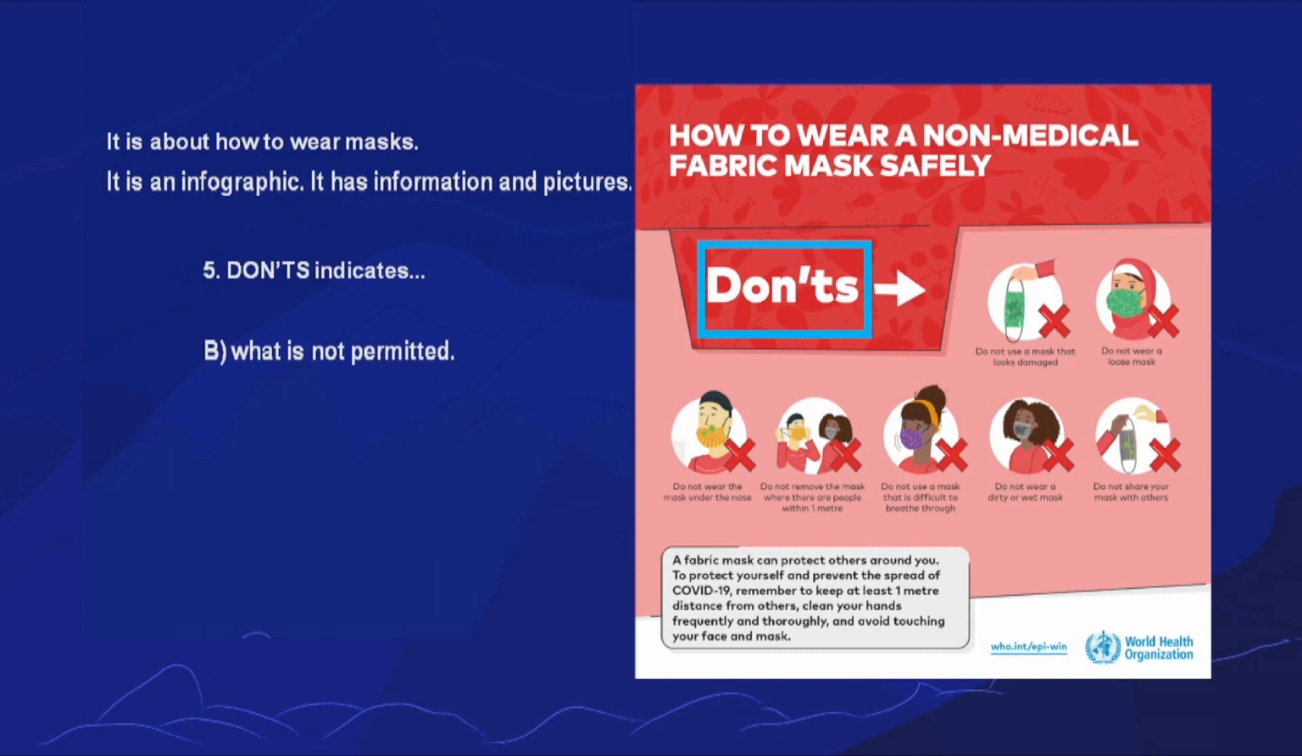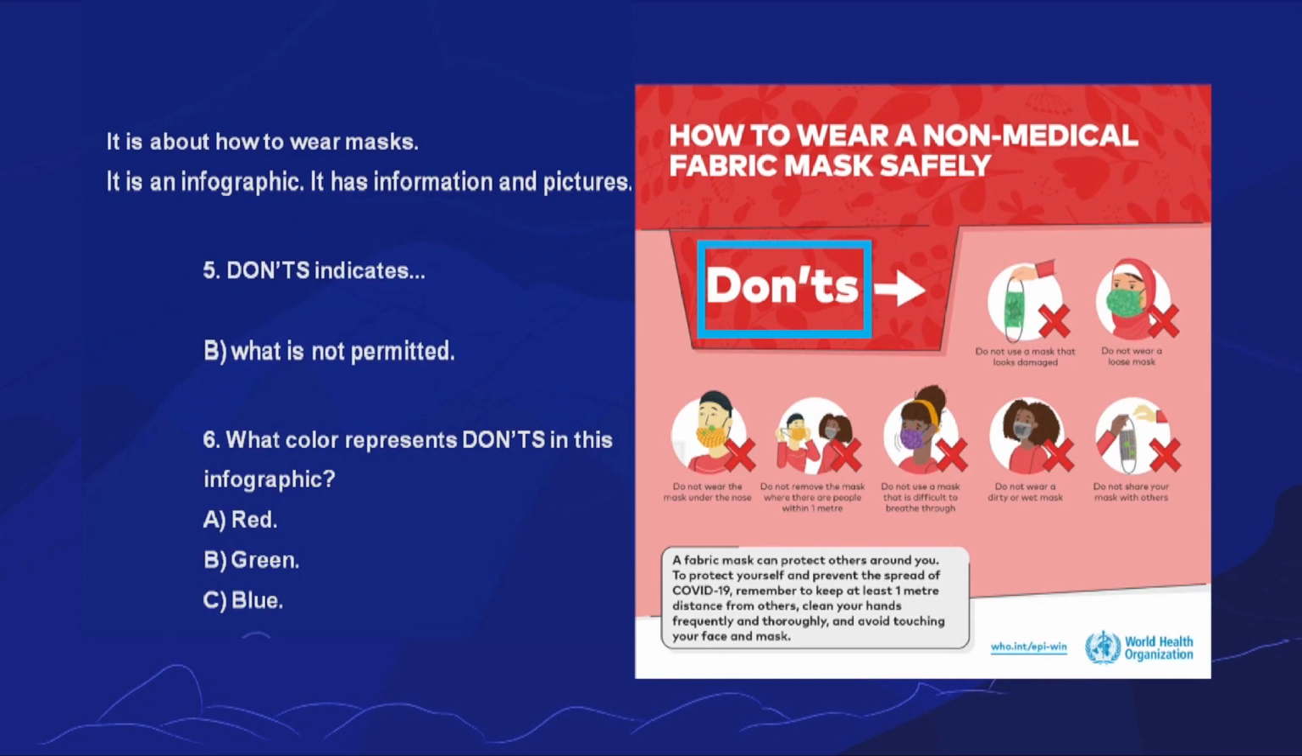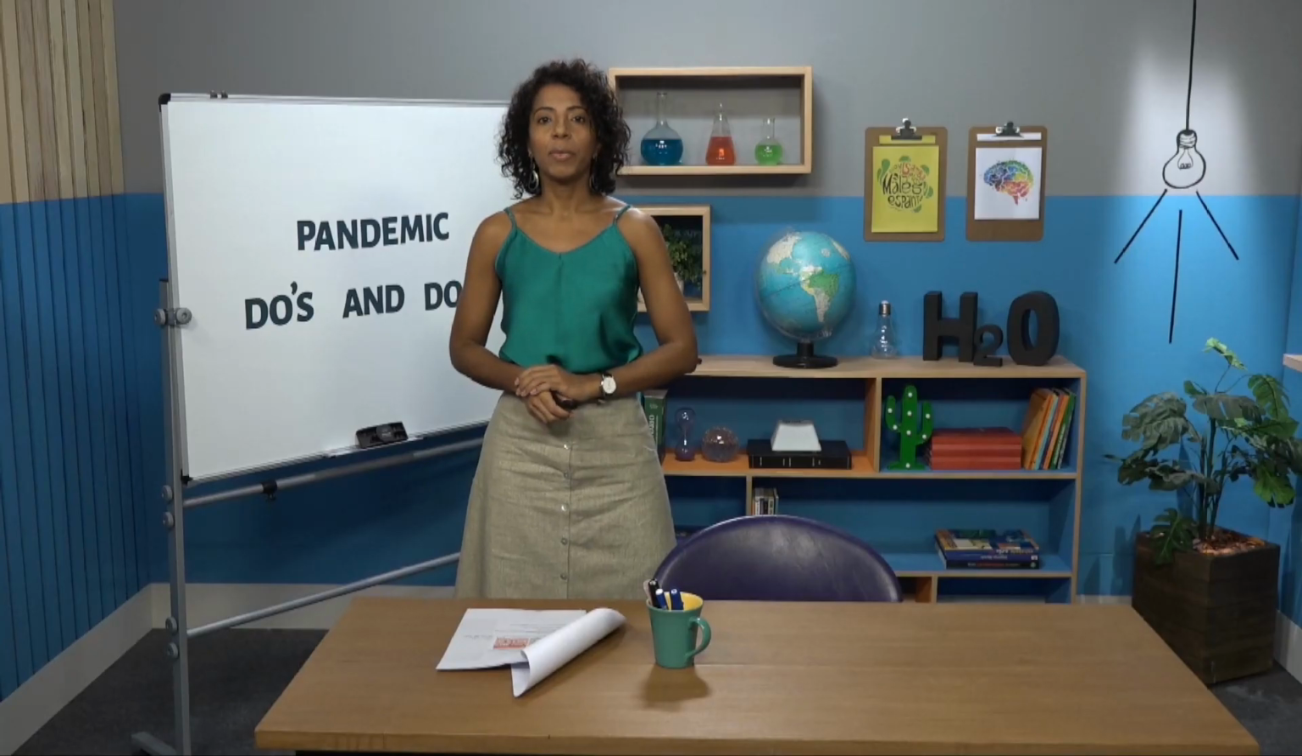Now, pay attention to the text one more time. What about the color? What color represents don'ts in this infographic? Letter A, red. Letter B, green. Or letter C, blue. What's the answer? Letter A, red. Excellent. Now, let's see the content of the infographics.